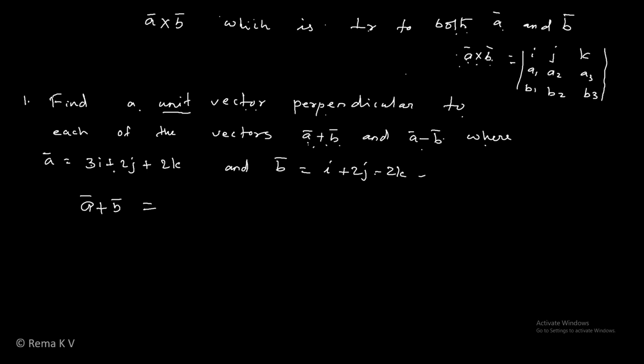A plus B is equal to adding these two vectors. To add two vectors, we have to add the corresponding scalar components. 3i plus i gives 4i. 2j plus 2j gives 4j. Then 2k minus 2k becomes 0k. A minus B is equal to subtracting the corresponding scalar components. So 3 minus 1 is 2i. Then 2j minus 2j becomes plus 0j. Then 2k minus 2k gives 4k.